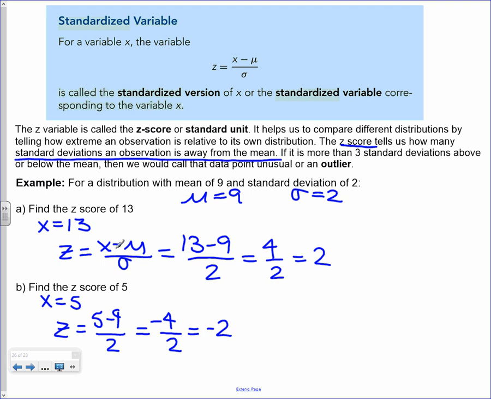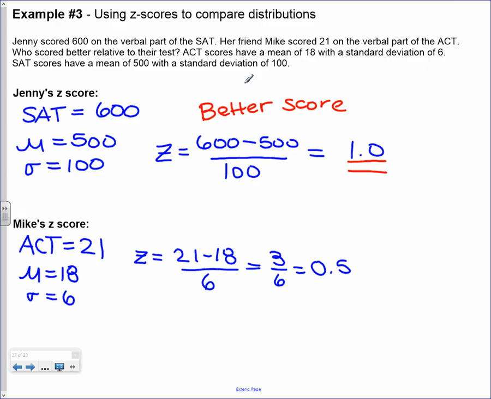So you see here, I just found the z-score. It's a pretty simple formula. You do x minus mu over sigma. So you're taking your observation, subtracting the mean, dividing by the standard deviation. But how we can use this in a practical sense is to compare distributions. For example, if you took the ACT and your friend took the SAT, you're going to have totally different scores, right? But how are you going to know who scored better relative to their test?